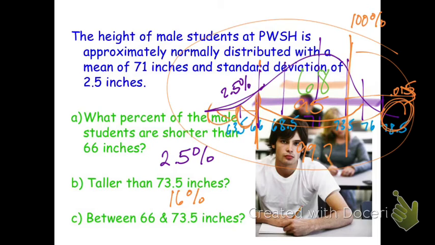Between 66 and 73, one of them is 68. How could I figure that out? 95 minus 68 divided by 2. So how much is that? 81.5. So that is using your empirical curve. Now, I'm going to show you how to do it in your calculator. Some of you might prefer that, and it works a lot simpler, but I want you to understand the why.